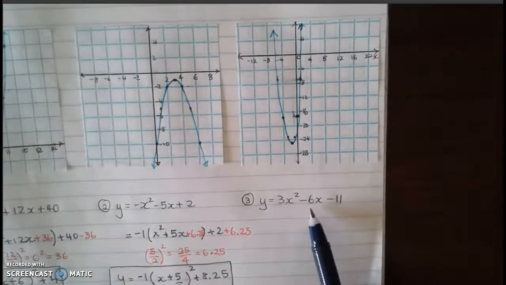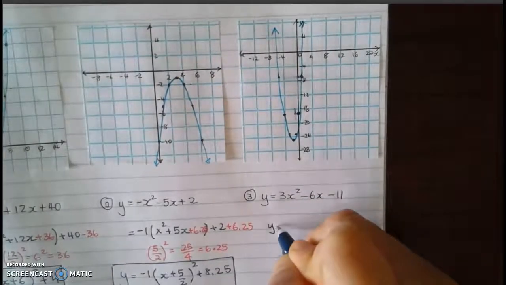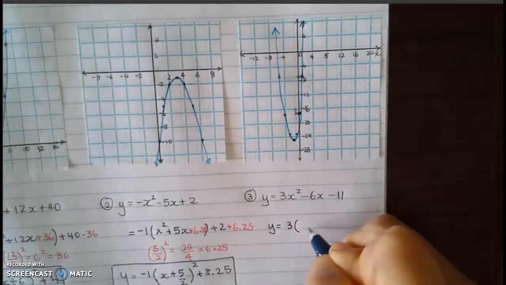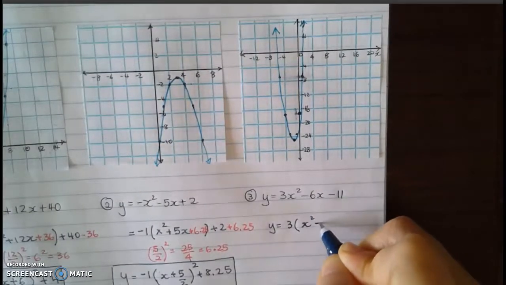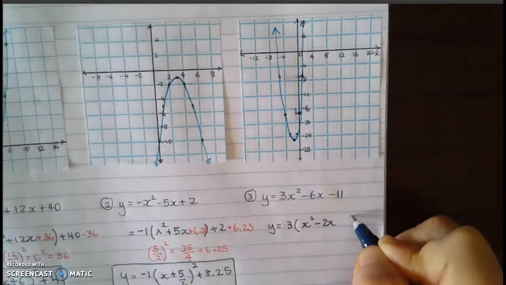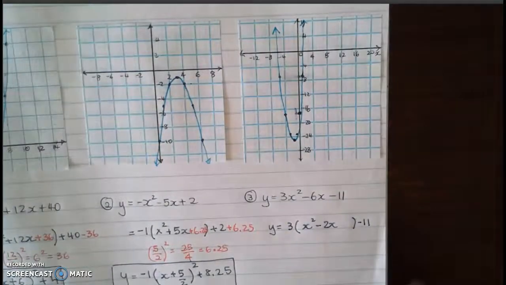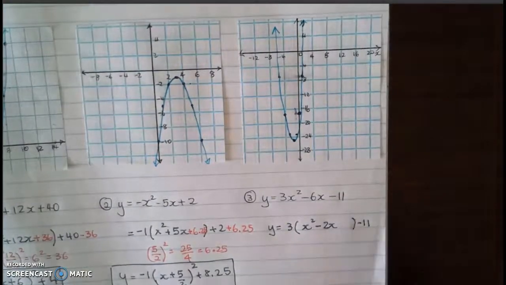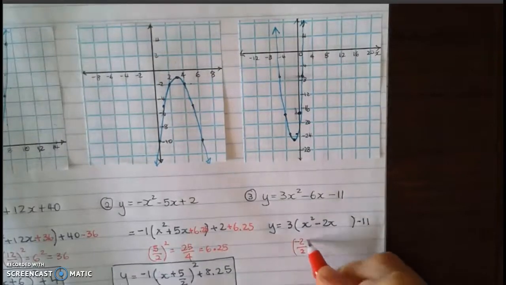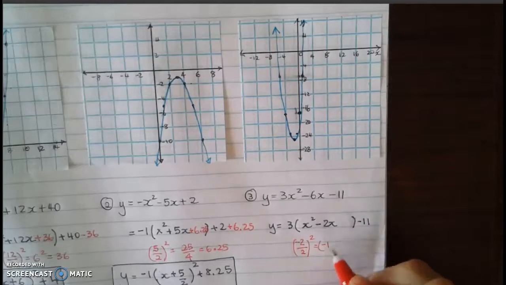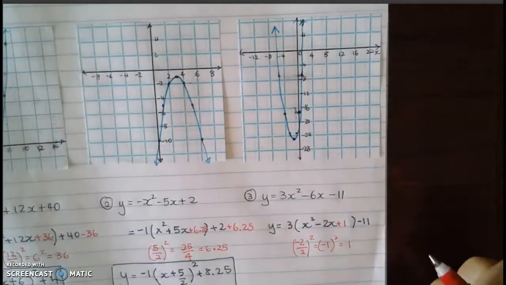Okay, y is equal to 3x squared minus 6x minus 11. And remember, I want to factor out this 3. So that leaves me with x squared. Okay, 3 times what is -6x? -2x. And then I'm going to leave a little space, and then minus 11 here. So I need to figure out what is the number that I need to add. That's going to be -2, the middle term here, divided by 2, all squared, which is -1 all squared, which is 1. So I need to add 1 here inside the parenthesis.